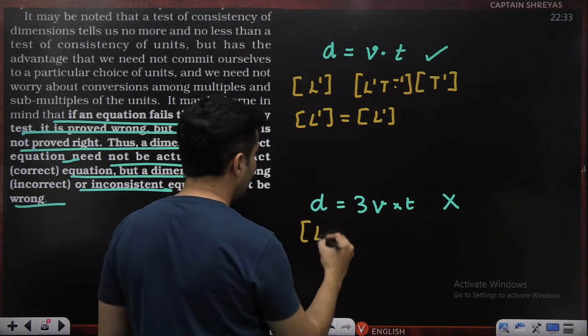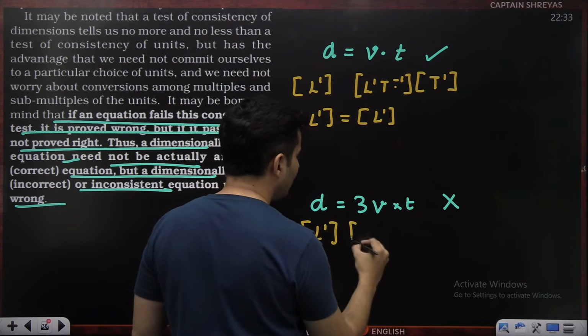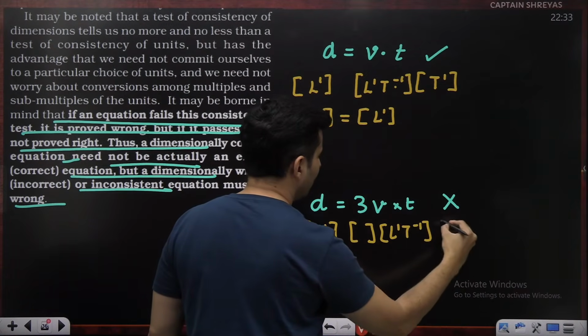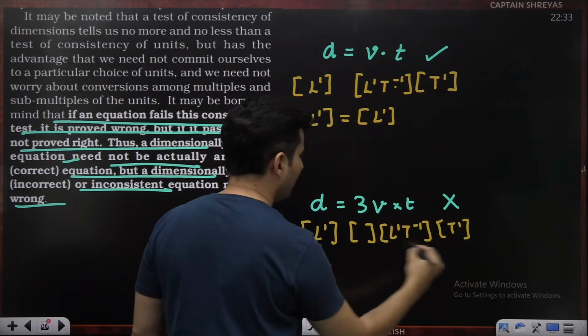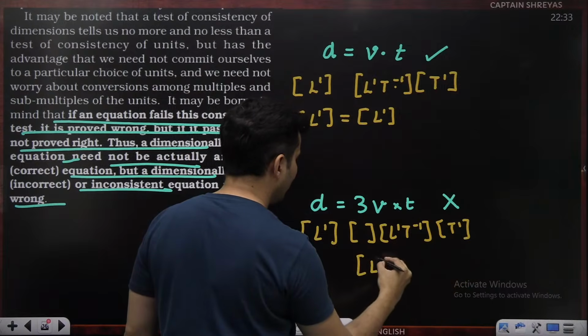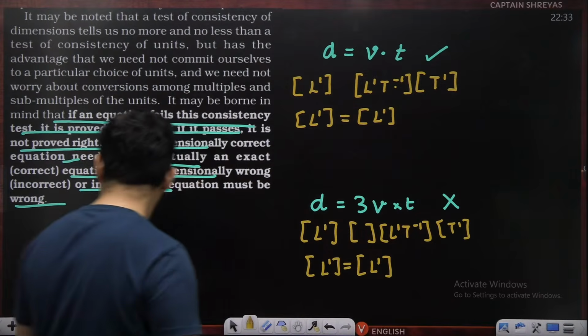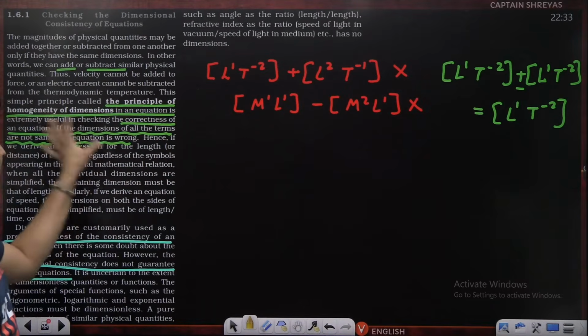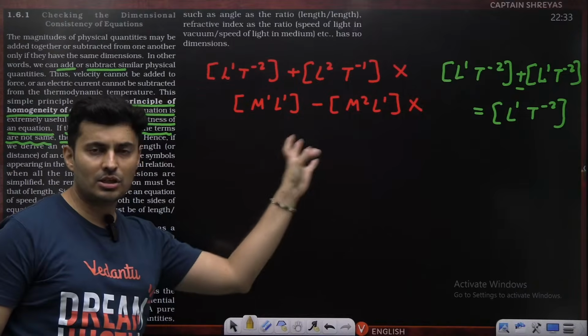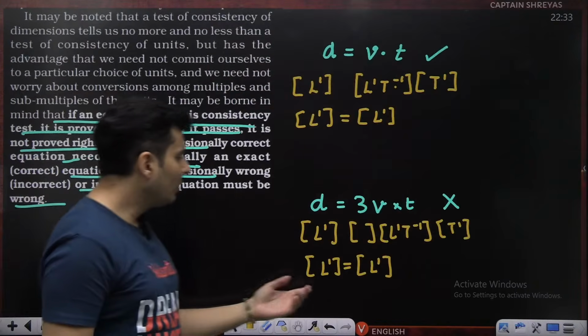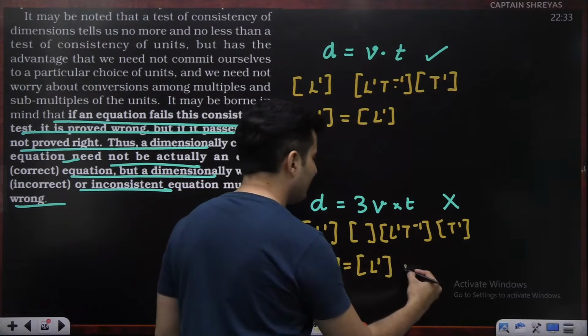Here also, if you do the same thing, L raised to 1, 3 is a dimensionless number. Velocity is L raised to 1, T raised to minus 1. Time is basically T raised to 1. You multiply these three, you will basically get L raised to 1, which is matching with the left-hand side dimensions. So as per the principle of homogeneity, left-hand side and right-hand side dimensions should match. Similar things should be added or subtracted. So you will think that, sir, this equation is dimensionally correct.